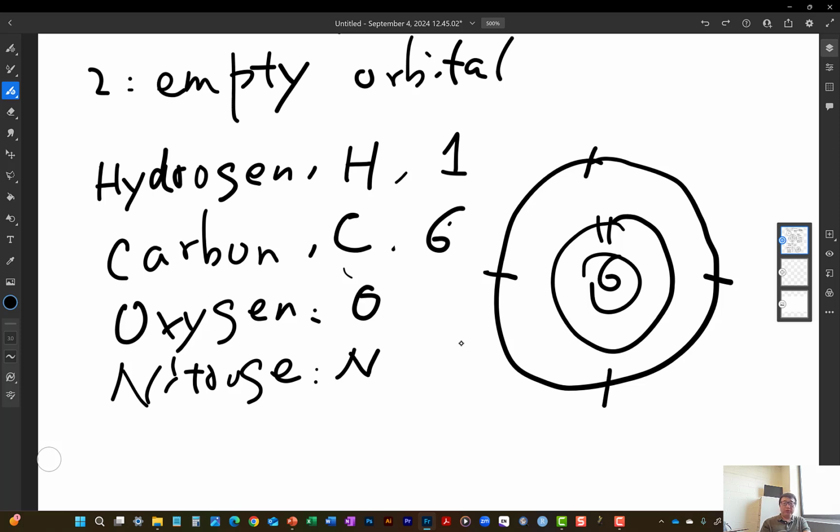And these single electrons, we have a special name for them, we call them valence electrons. So here in carbon, it has 4 valence electrons.